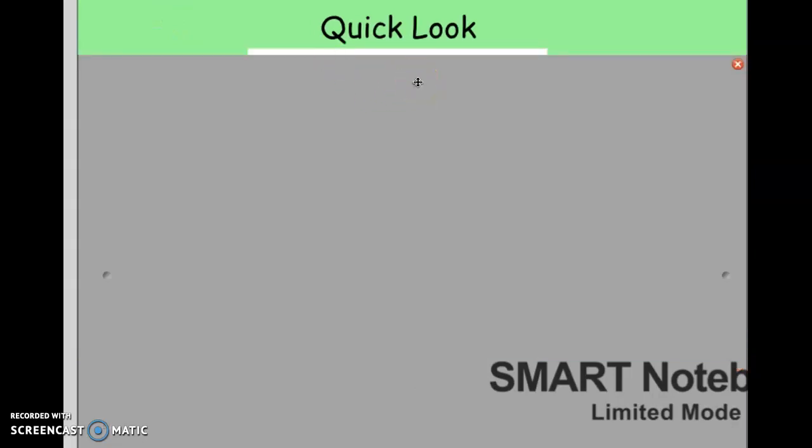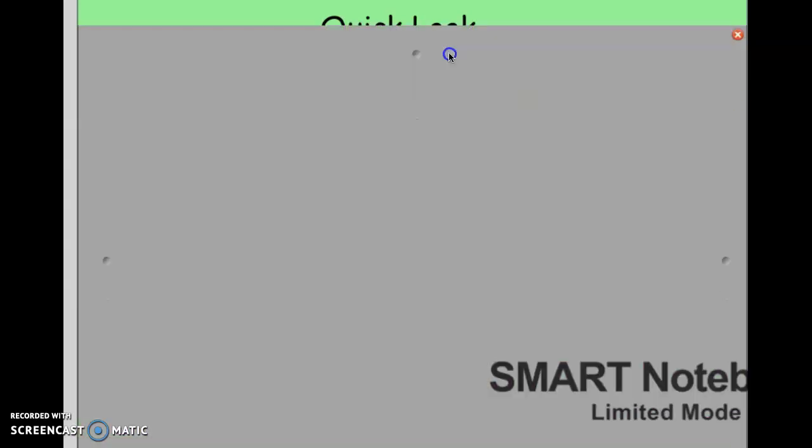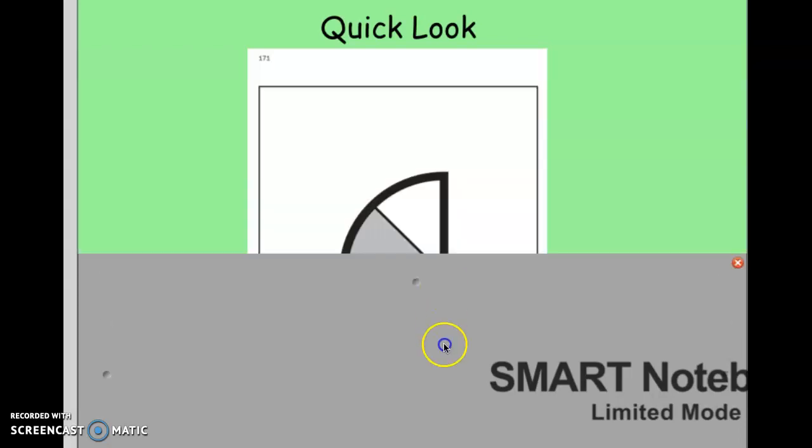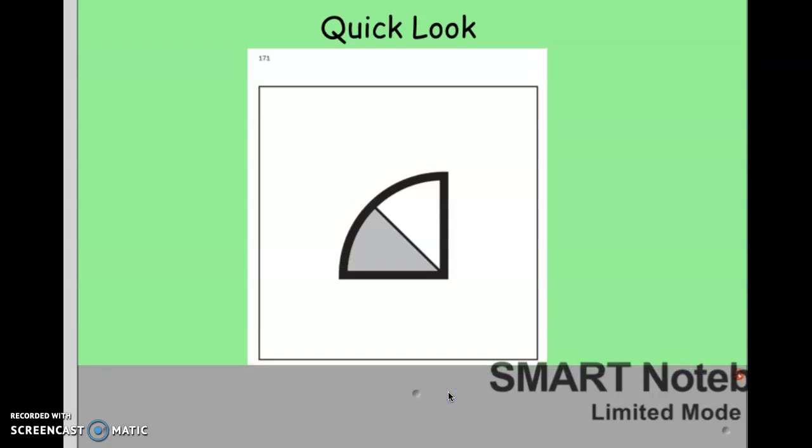Last one. 1, 2, 3. What fraction did you see this time? That's right, about 1/2. Some of you might also be noticing that this kind of looks like the 1/4 piece when our whole is a circle. But in this actual picture, 1/2 is white and 1/2 is gray.